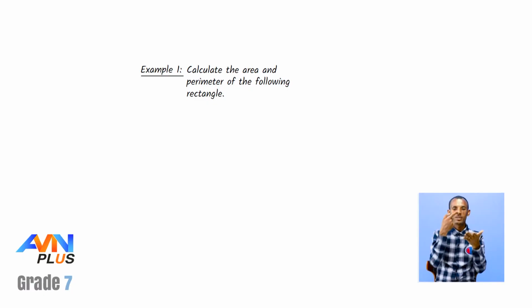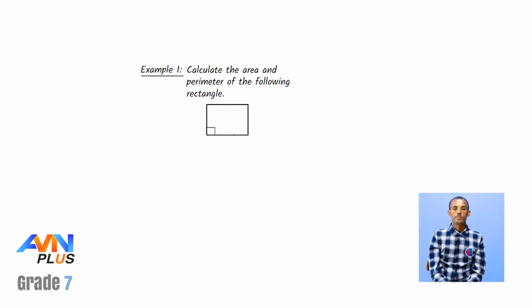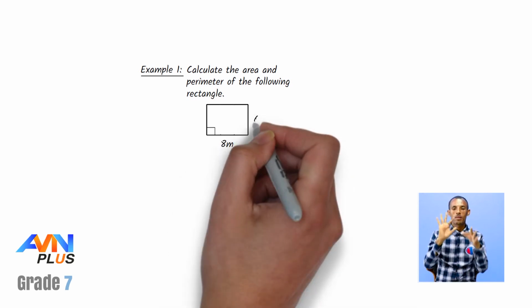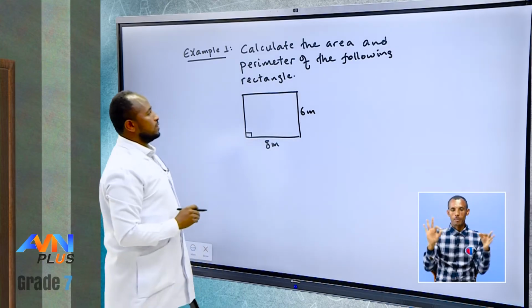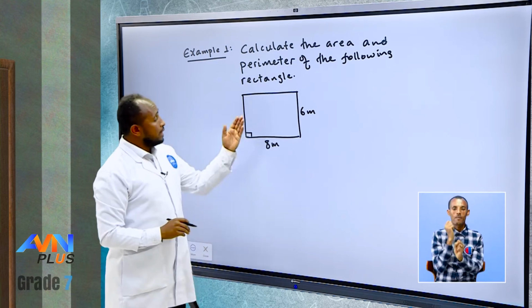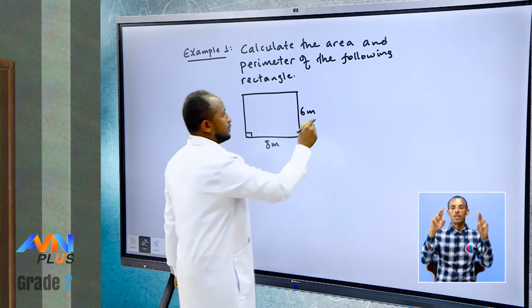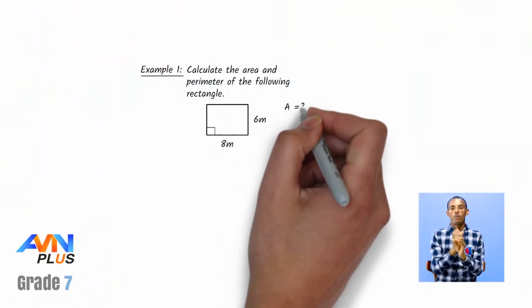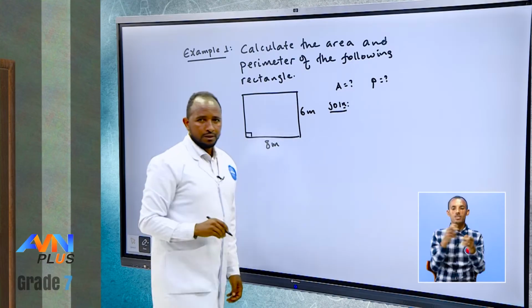Okay, this rectangle is given. This is a rectangle whose base is 8 meters and its height is 6 meters. So we are asked to find the area and the perimeter of this rectangle. So how do you calculate its area and its perimeter? So let's see the answer together.